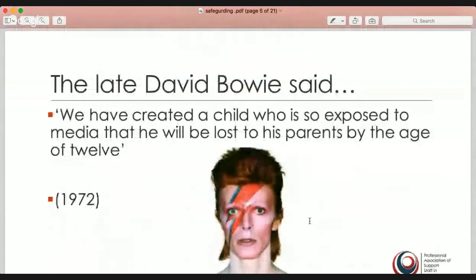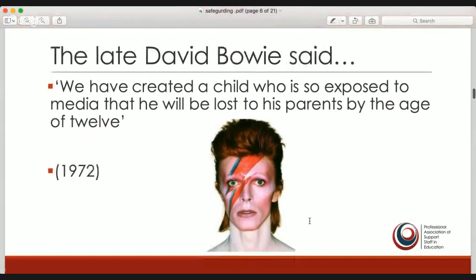David Bowie said, we have created a child who is so exposed to media that he will be lost to his parents by the age of 12. I think what is really interesting is when he said this. He said it in 1972, and my, hasn't that come true. I mean, the rate at which technology has developed, a lot of parents have lost the way because they're not as up to date with technology as the young people that in their house are. So I think that is absolutely amazing that he said this in 1972.